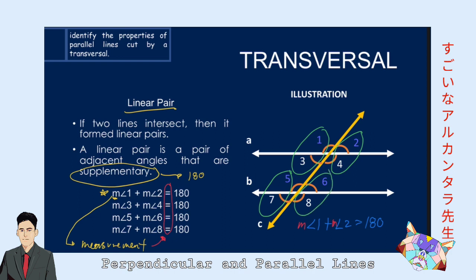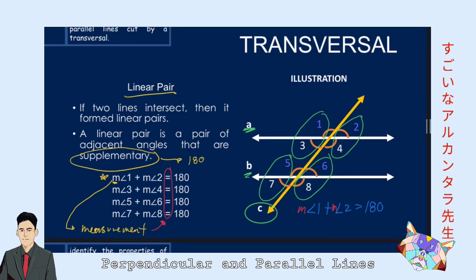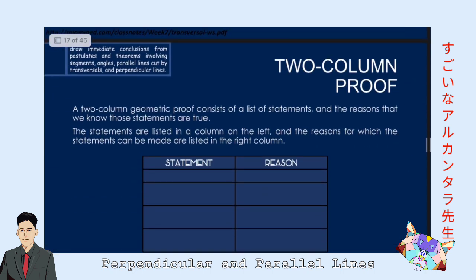The reason behind this is simple. It's because they are on the same line. Earlier, it was separated, line A, line B. This time around, the ones that I highlighted with green are the ones formed in line C, which is the transversal. They form a linear pair still. Okay, let's go to the next one. We don't need this anymore.